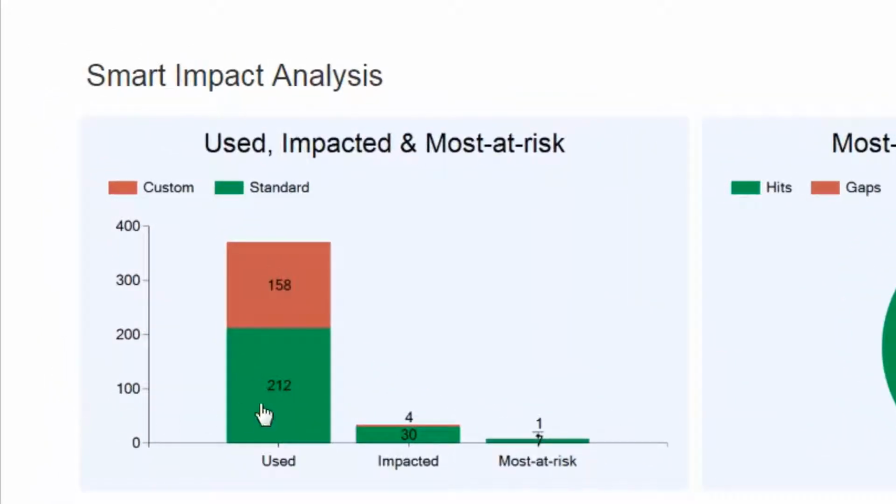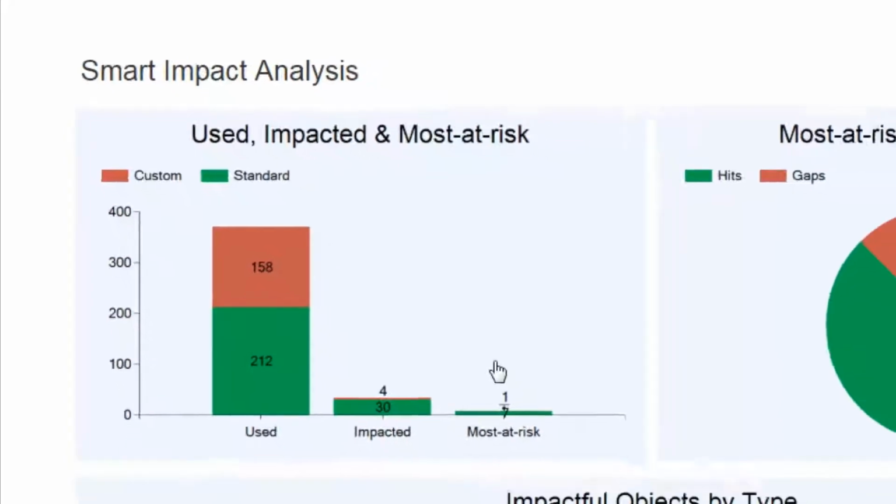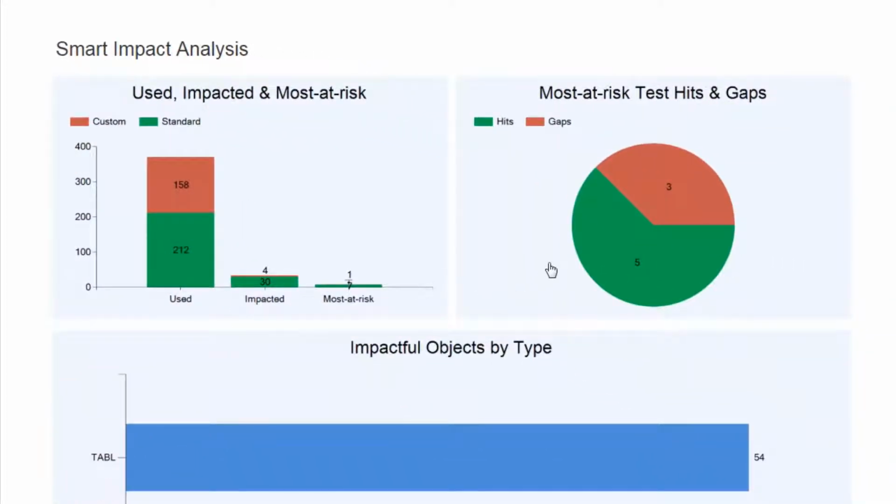I see I used 380 transactions, programs, and web applications in production, of which 158 are custom. Of all of these used objects, I need to focus on 8 that are most at risk, 1 custom, and 7 standard. I'm happy to see that 5 of the 8 of the most at-risk objects have test plan coverage, but there is a gap of 3. These 3 executables are most at risk, but do not have a related test plan ID in my ALM environment.